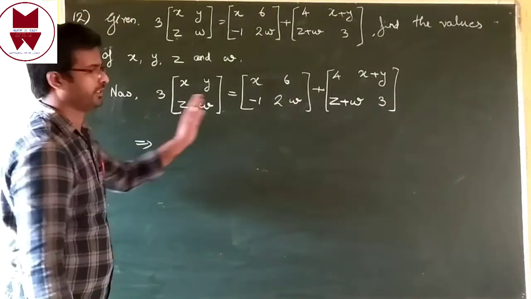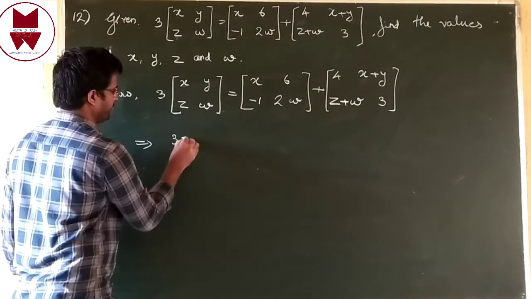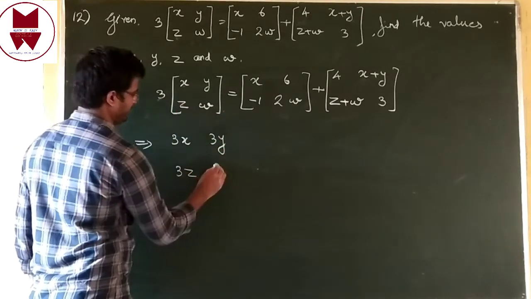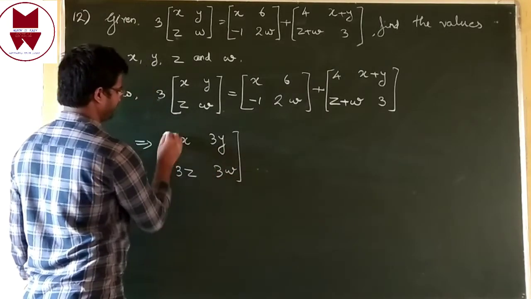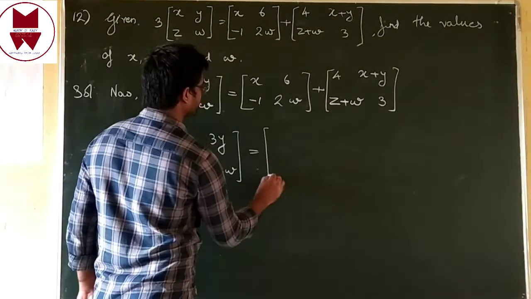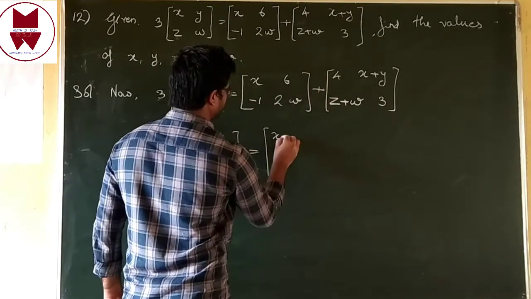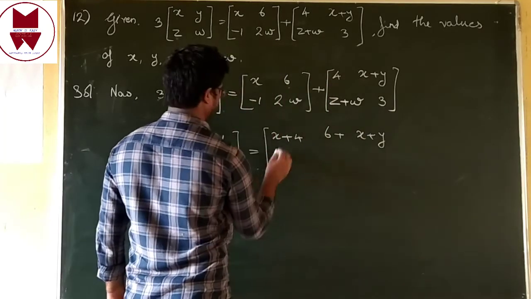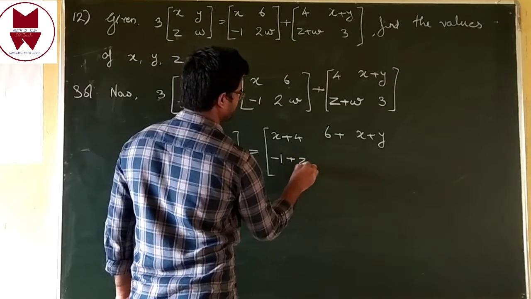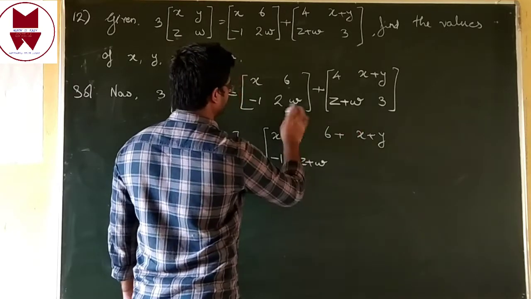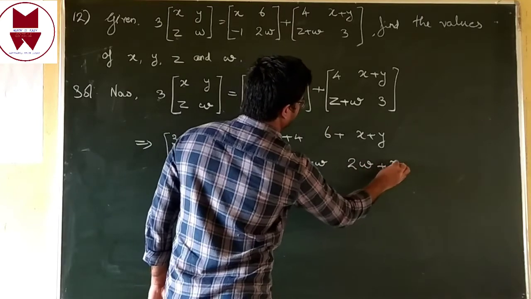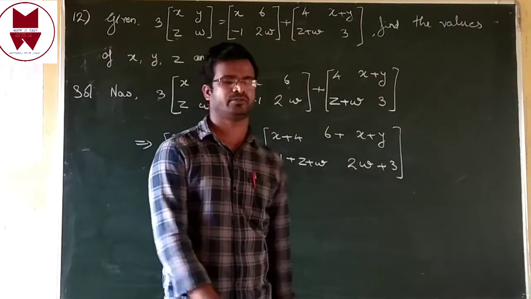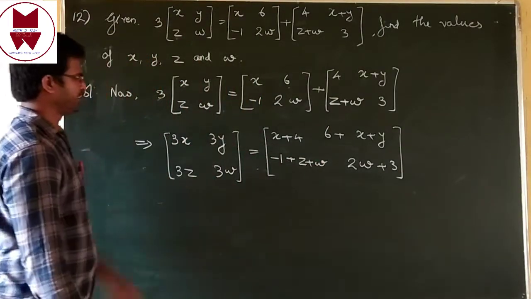Then, multiplying by 3, multiply all the terms: 3 into x is 3x, 3 into y is 3y, 3 into z is 3z, 3 into w is 3w. Then we can add: x plus 4, 6 plus x plus y, then minus 1 plus z plus w, and 2w plus 3. Two matrices, we got it: left side one matrix, right side also one matrix, then equate corresponding elements.